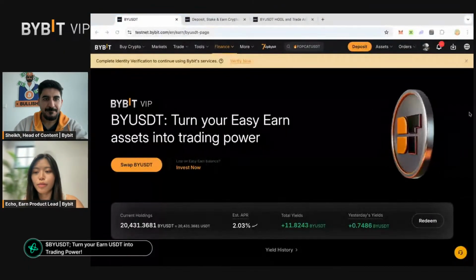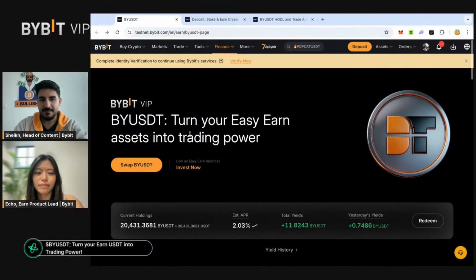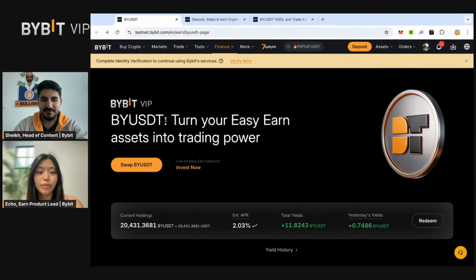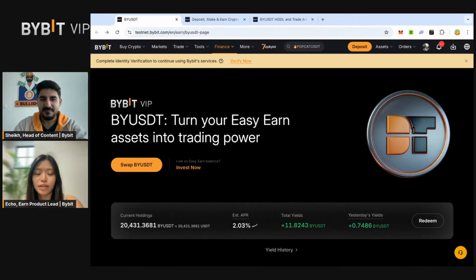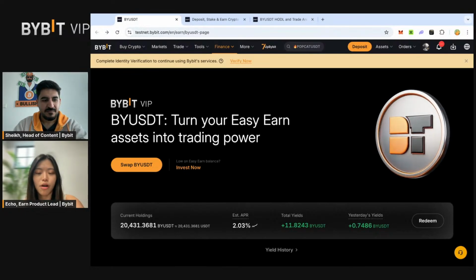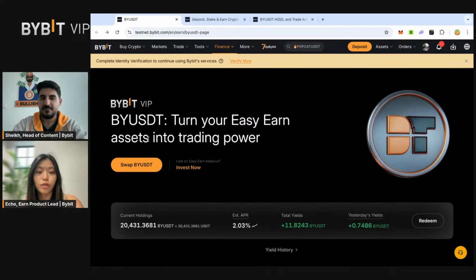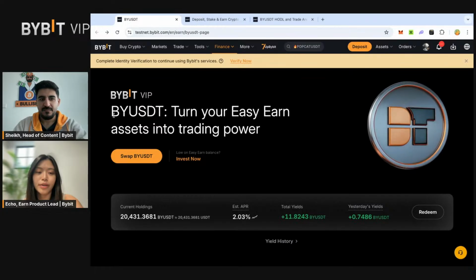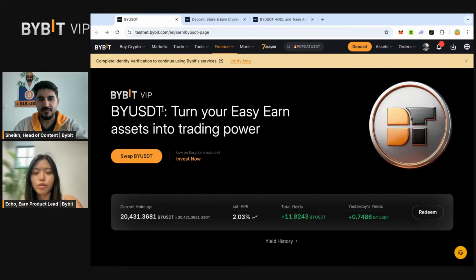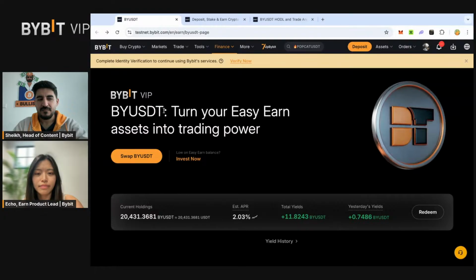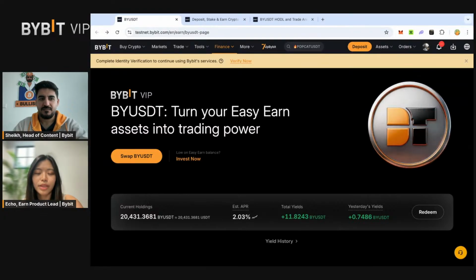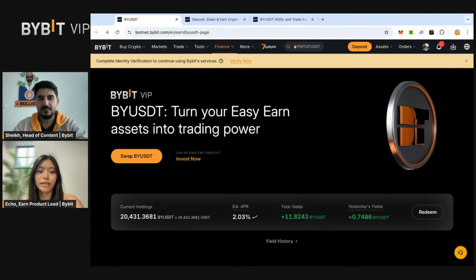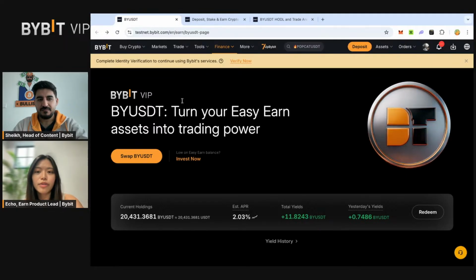Let me share my screen here. Maybe you are very confused about what BuyUSDT is. Is it a stablecoin? It's actually not. It's a tokenized version of your Easy Earn assets, or your USDT position. We don't have trading pairs of BuyUSDT, and you cannot withdraw or deposit it. Then you might wonder what it means to you. If it's not a stablecoin, let me give you some examples.